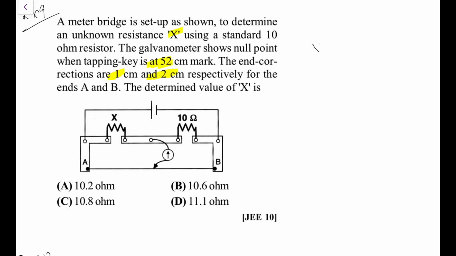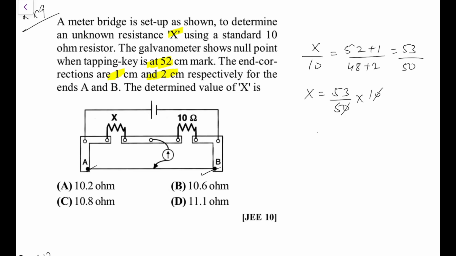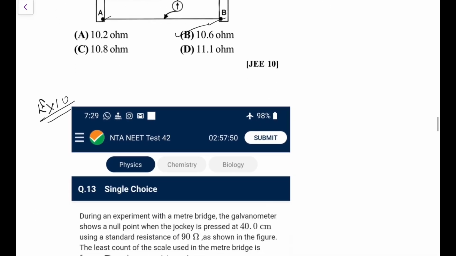Now what we will have, X upon 10, this is 52, but end correction we have to add plus 1, and here it would be 48 plus 2, that would be 50. So what we have, 53 by 50, that end corrections we have added. Here we added 1, here we added 2. So X would be equal to 53 by 50 into 10, so that comes out as 53 by 5, that is 10.6 ohm. Go for option B here. So this is how you will incorporate end correction.